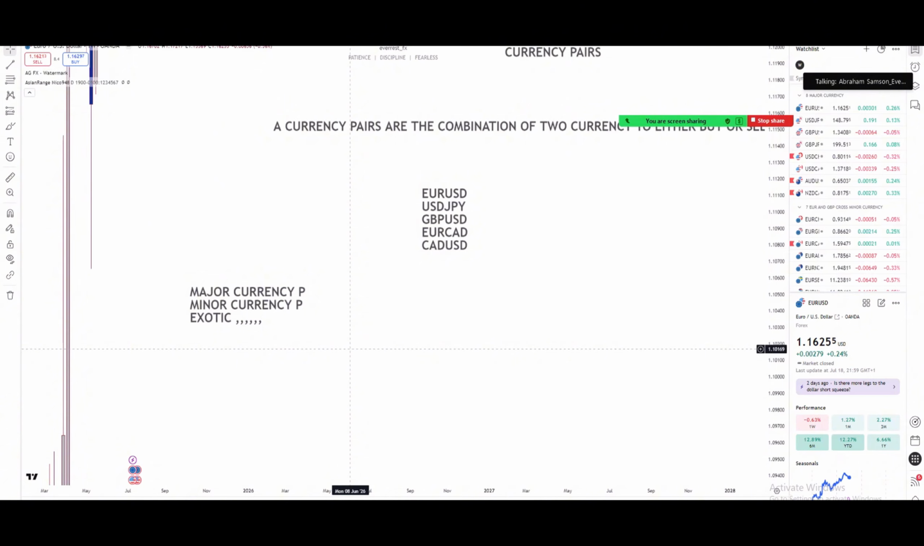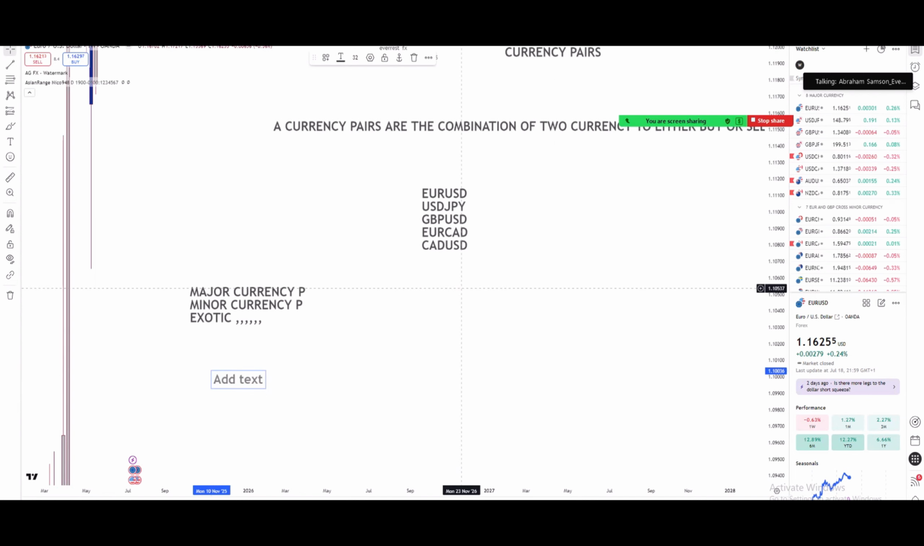A major currency pair is any currency pair that is made up of USD and one major currency. In the whole world in general, we have major currencies like EUR is a major currency, USD is a major currency, GBP is a major currency, CAD is a major currency, AUD is a major currency, JPY is also a major currency. Now, a major currency pair is a combination of any of those major currencies and USD.